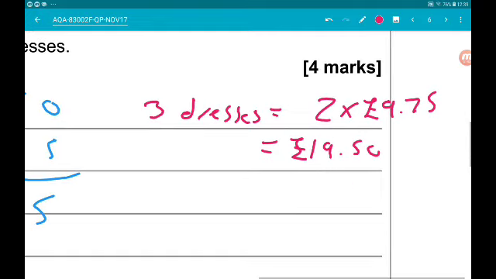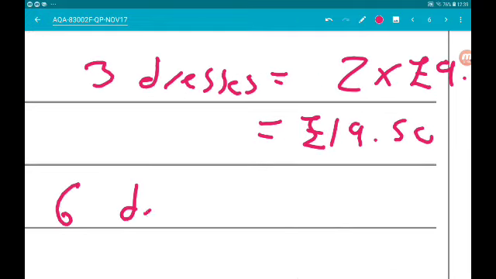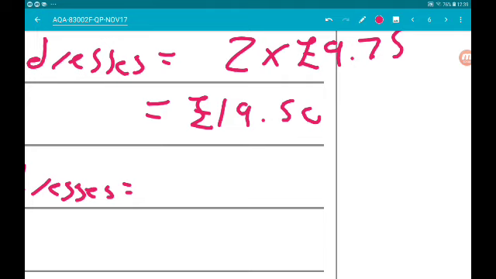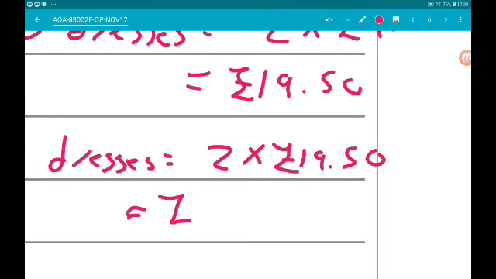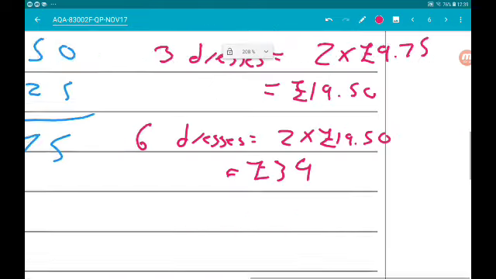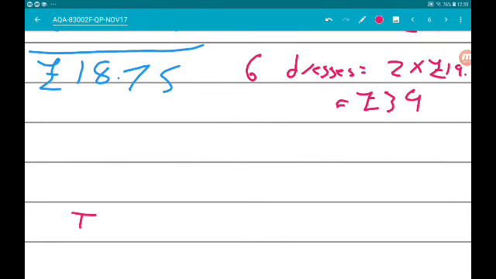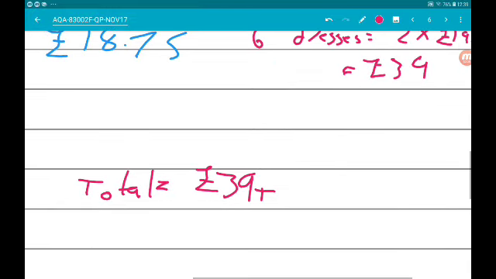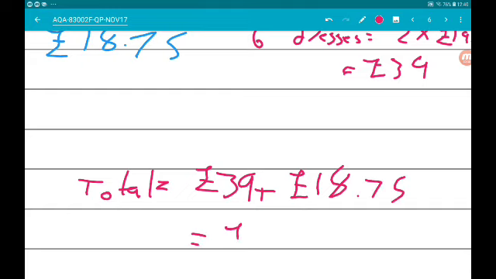So 6 dresses, it's going to cost 2 times that. Now that is £39. So the total cost is 39 quid, add 18.75, which is 57.75. Cool.